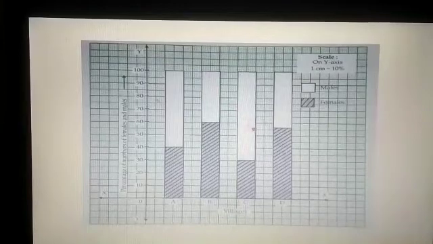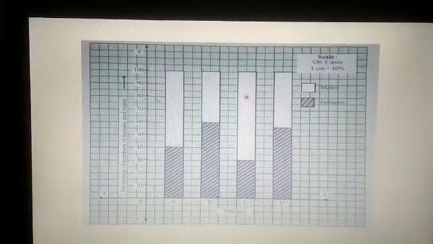Okay children, and now next, as we have finished the miscellaneous exercise also of chapter 11, that is statistics, the chapter is over here, and in the next period I will give you a class test.